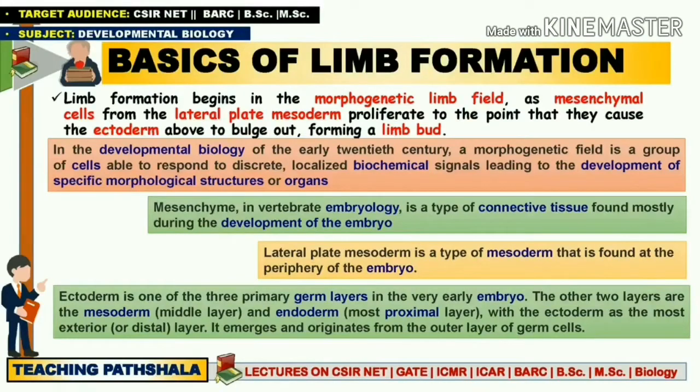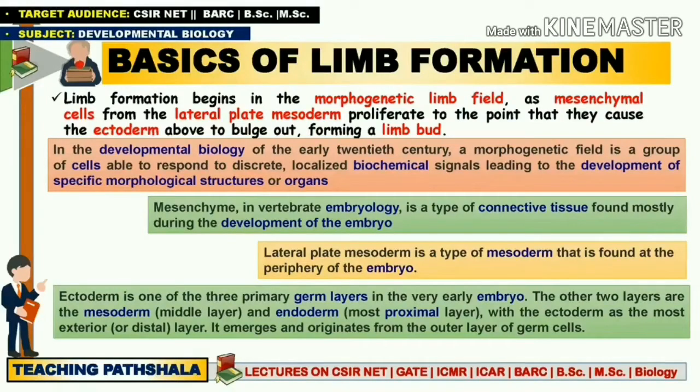Because limb formation is going to begin in the morphogenetic limb field, the meaning of this morphogenetic limb field is that it is a group of cells that has the capability to respond to certain kinds of biochemical signals, and finally it is going to help in the formation of a structure or organ. And the example of a morphological structure in the case of limb formation will be limbs. So this morphogenetic limb field is nothing but a group of cells that has the capability to respond to the biochemical signal, and by receiving that biochemical signal they are going to develop into a specific kind of structure or organ.